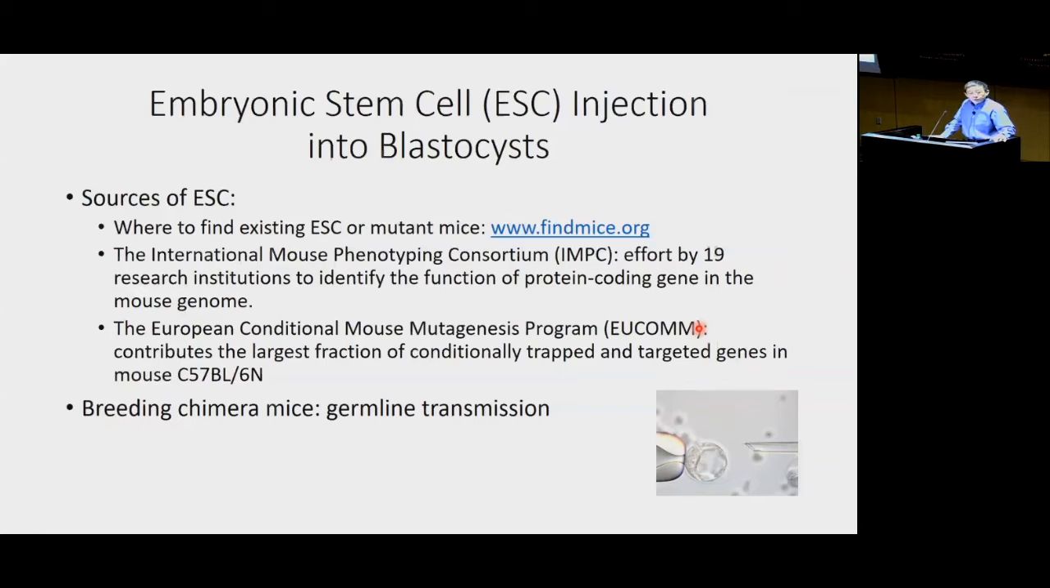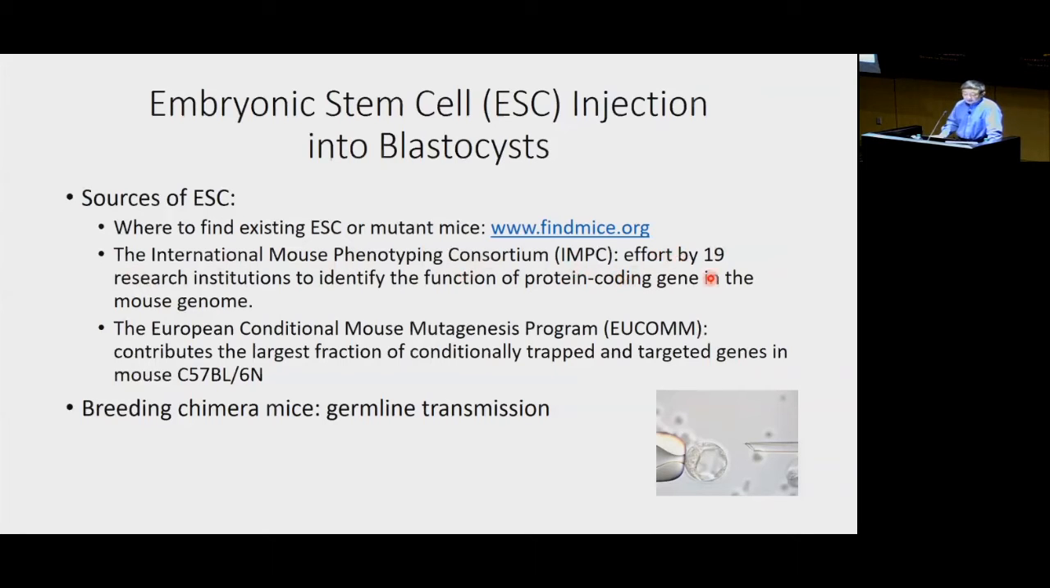For almost all coding sequences, if you look for ESLs, you can find that another clone has already been made for a conditional knockout of almost any gene. So one way you can identify whether existing mice or ESLs are out there somewhere is to go to findmice.org. Another site to look at is the International Mouse Phenotyping Consortium. The website is IMPC.